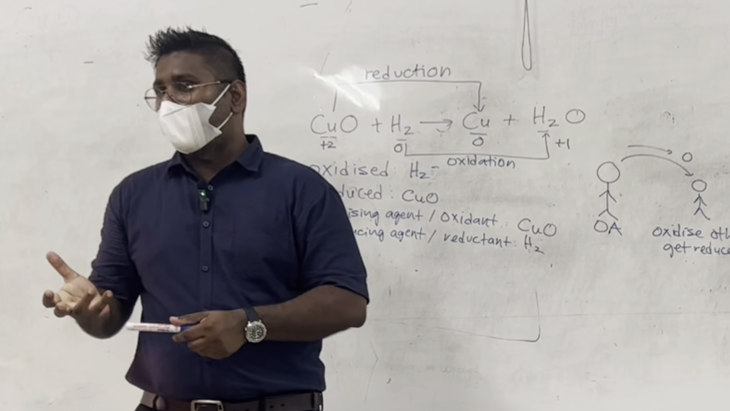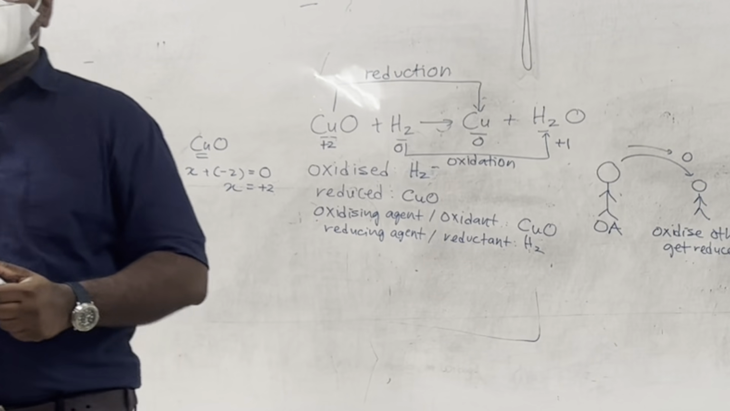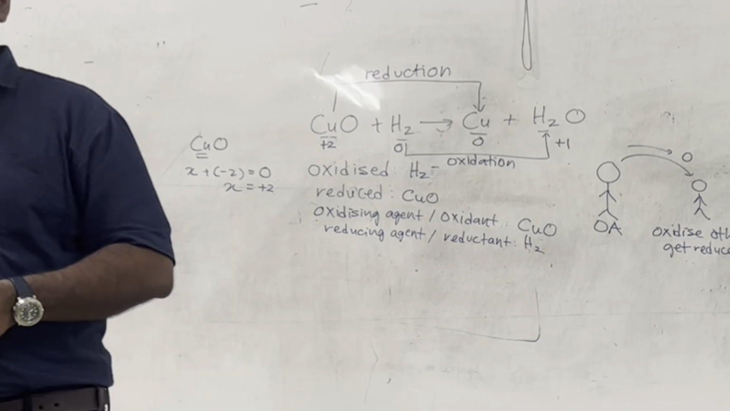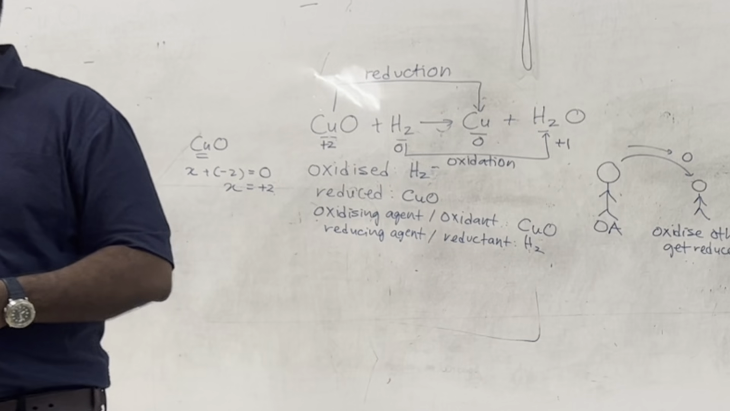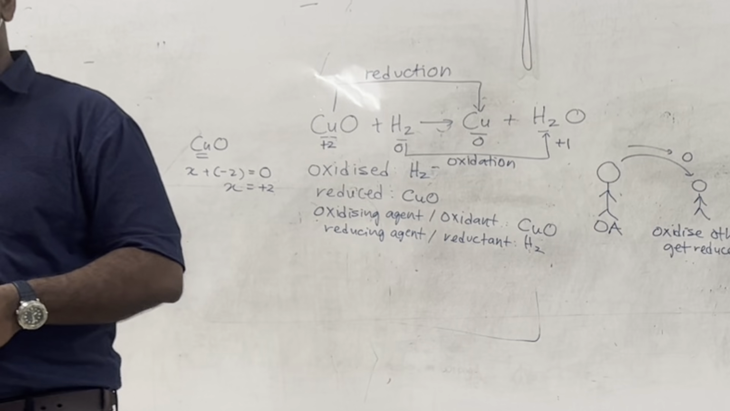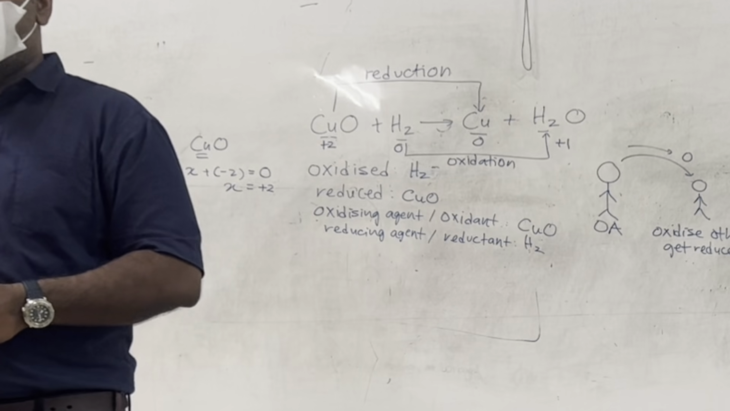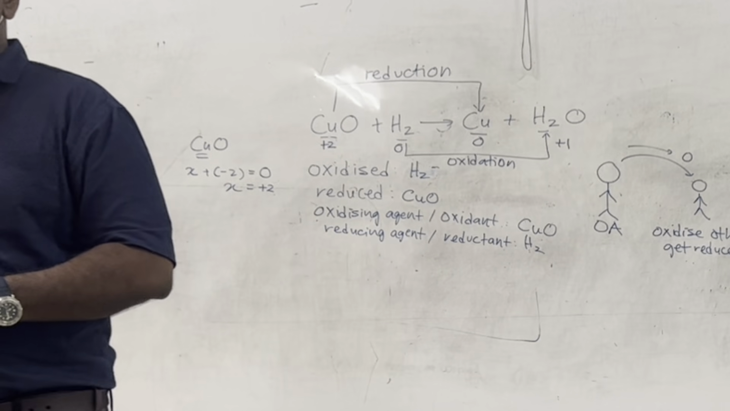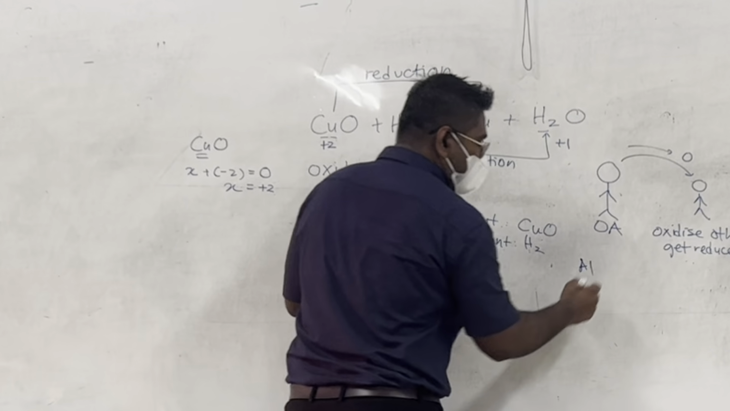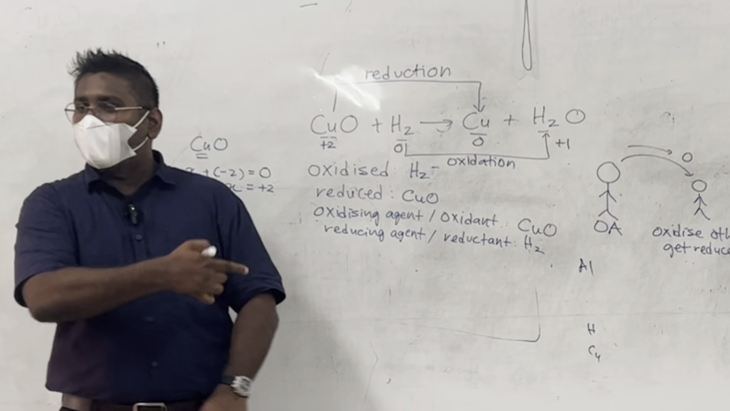So we use hydrogen, but we can only use hydrogen for extracting certain metals only. In this case, hydrogen is more reactive compared to copper. That's why you can do that. But if you want to extract aluminium, you cannot do that, because last time you learned under the reactivity series, aluminium is at the top, then followed by hydrogen, then copper. Hydrogen is more reactive than copper, so you can do the reaction.